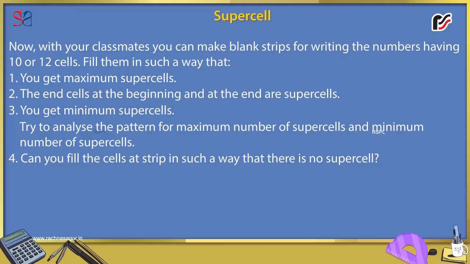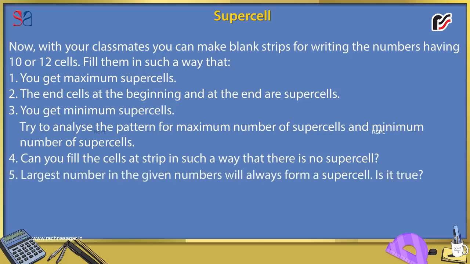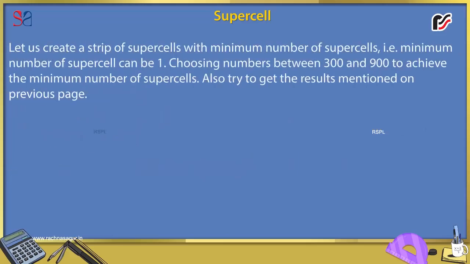Fourth, can you fill the cells at strip in such a way that there is no supercell? Fifth, largest number in the given numbers will always form a supercell. Is it true? Let us create a strip of supercells with minimum number of supercells, that is, minimum number of supercell can be 1. Choosing numbers between 300 and 900 to achieve the minimum number of supercells. Also try to get the results mentioned on previous page.